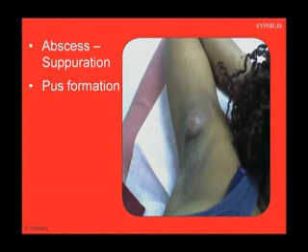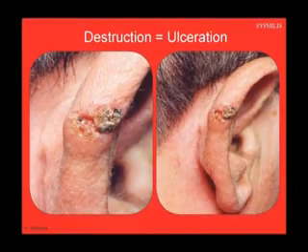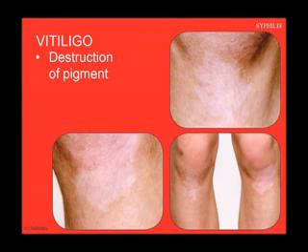Suppuration is the destruction of the healing power on the one hand, and on the other hand, it's the destruction, disintegration of cells. That's syphilis. Here we have the destruction, as I mentioned, which is syphilis. Vitiligo, destruction of pigment. That's interesting. Destruction here. So there is whitening of the skin, and that's syphilis.